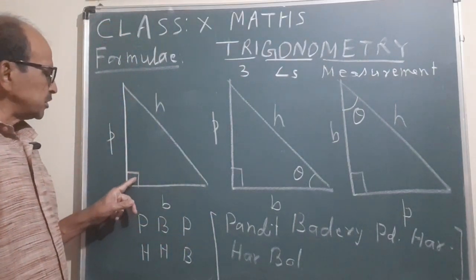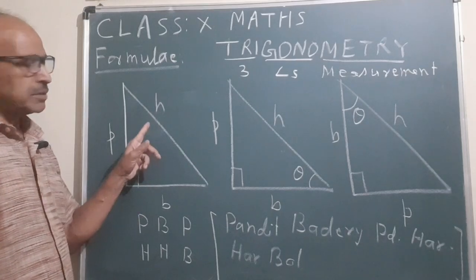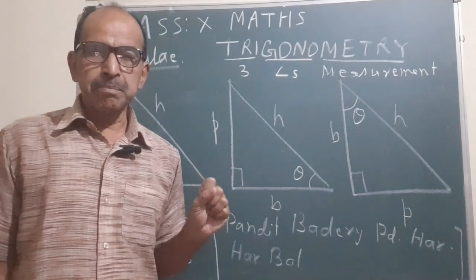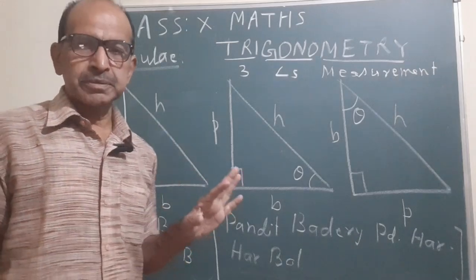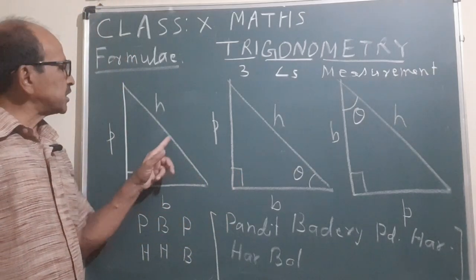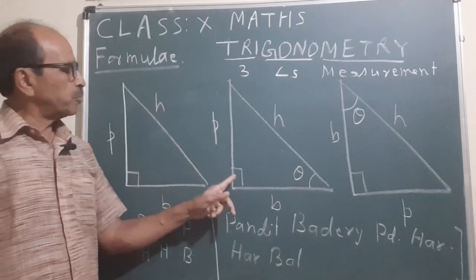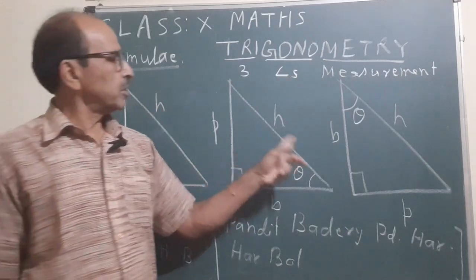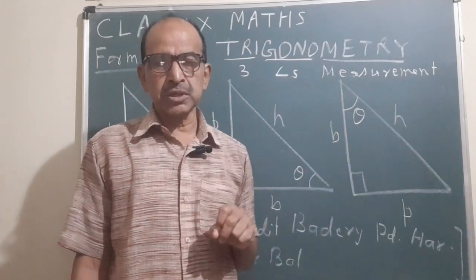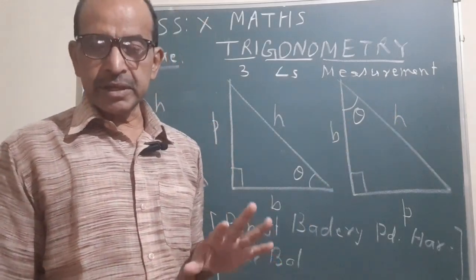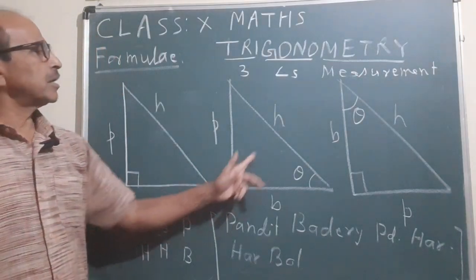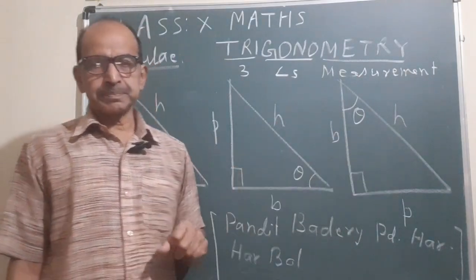There is some confusion for students in identifying base, perpendicular and hypotenuse. So in a right triangle, the side opposite to 90 degrees is the hypotenuse. So there should be no confusion. Whenever you see a right triangle, the side opposite to the 90 degree angle will be the hypotenuse.